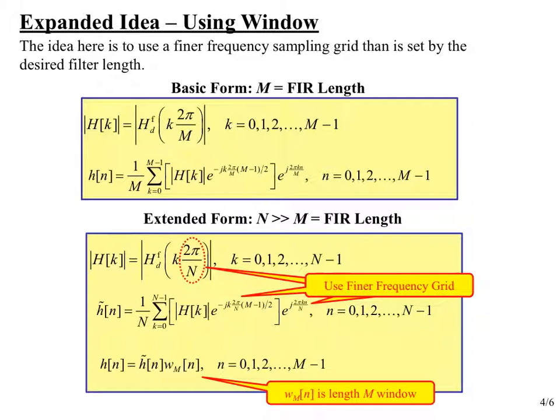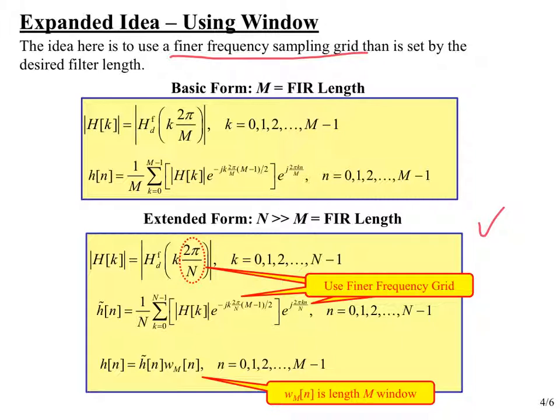But unfortunately, to use a finer grid would mean we would have to use a longer filter length. So we try to get the best of both worlds. That's what I'm trying to say. We use a finer frequency sampling grid. And so we end up specifying the frequency response on a much finer grid, but we get a much larger number of samples.